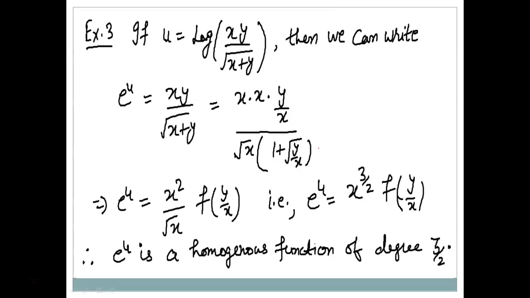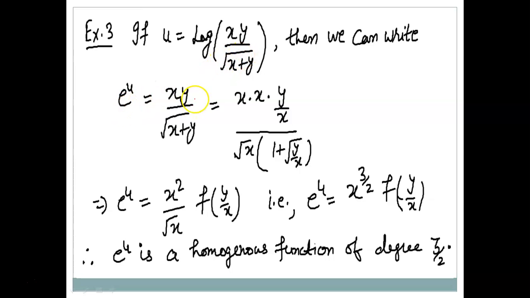I'll come to the third example. Now, if we take u equal to log of xy divided by under root of x plus y. Now if we want to take x outside of this, then it is not possible here. So that is why we remove this log from this side. When you remove log from this side, taking it to the left hand side, it becomes e raised to power u.